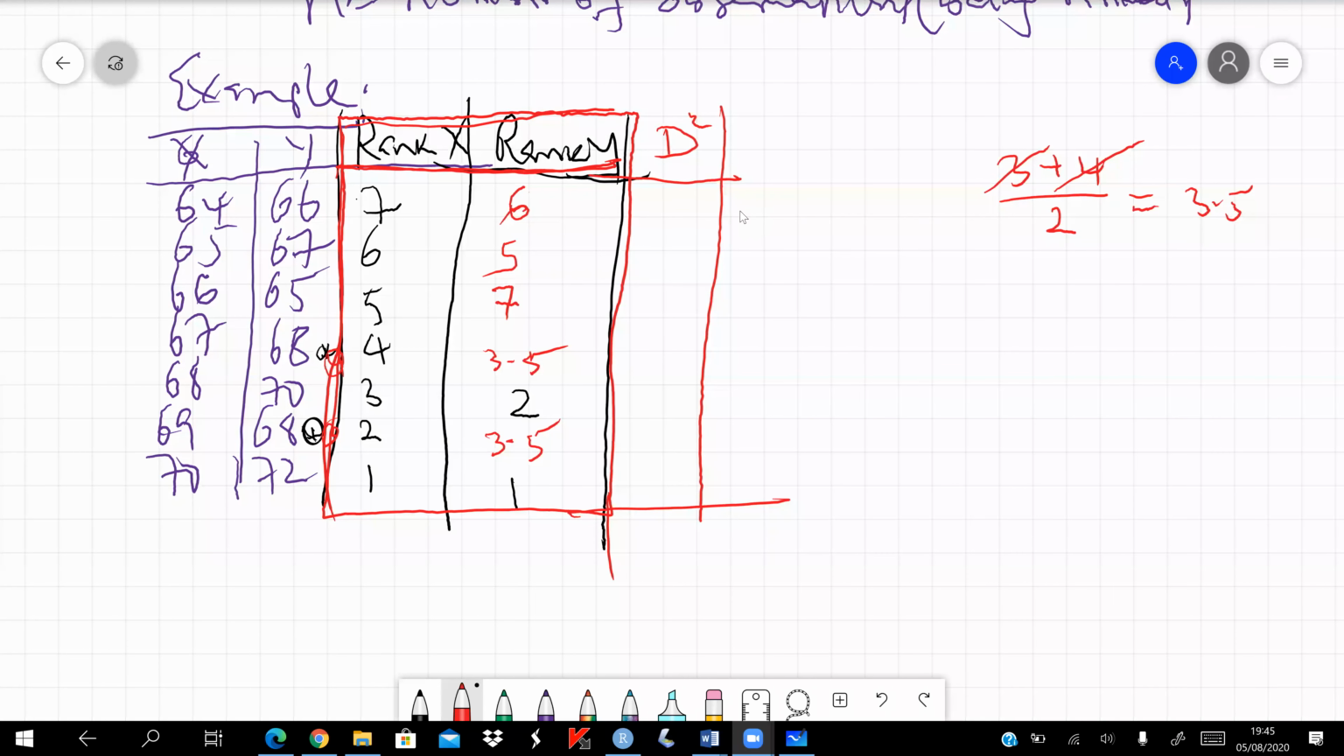Okay, so let's get D squared, the difference between pairs of corresponding ranks. So this would be 7 minus 6, which is 1, squared will also be 1. This will also be 1. This will be 4. Okay, this will be how much? 0.1.